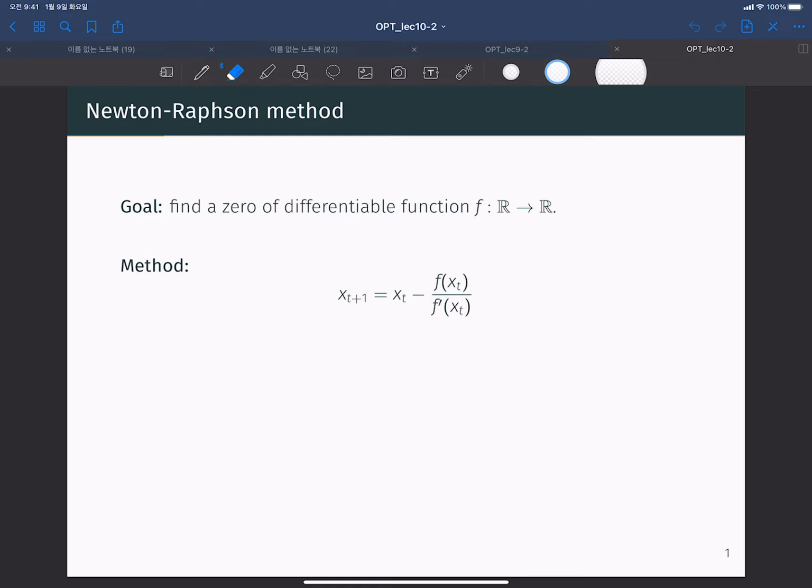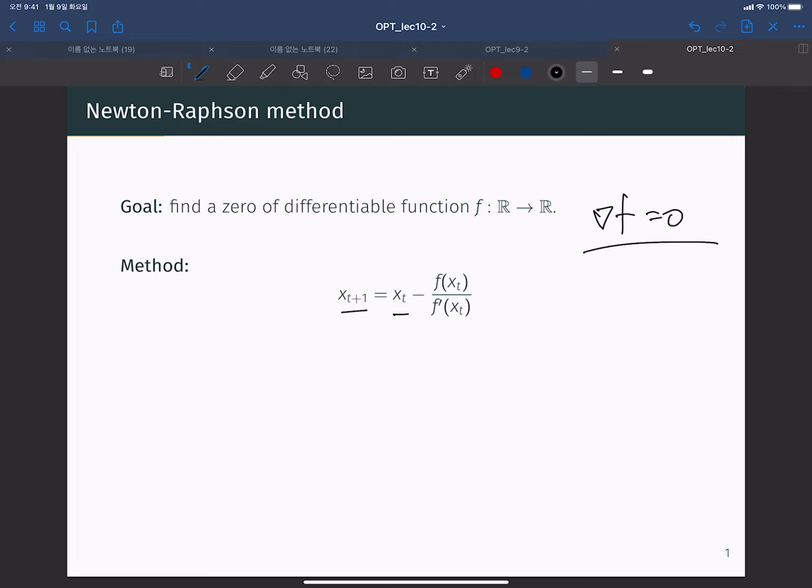So here the goal is to find the zero of a differentiable function, gradient of f is equal to 0, so the critical point. So the method is x_{t+1} is equal to x_t minus f(x_t) over f prime(x_t). When we iteratively compute this, then we can find the best solution very quickly.